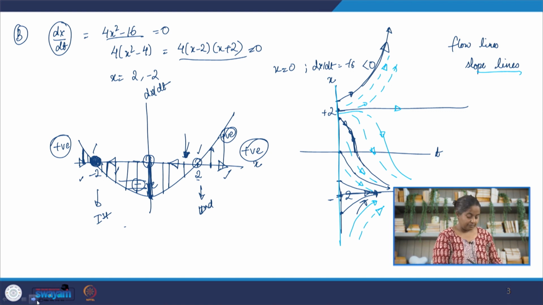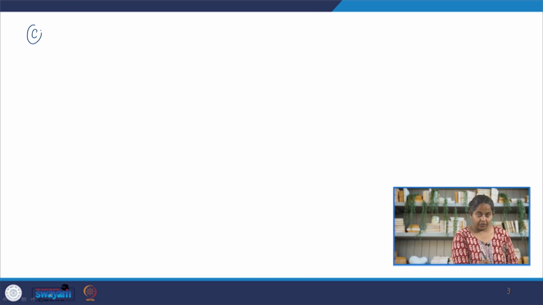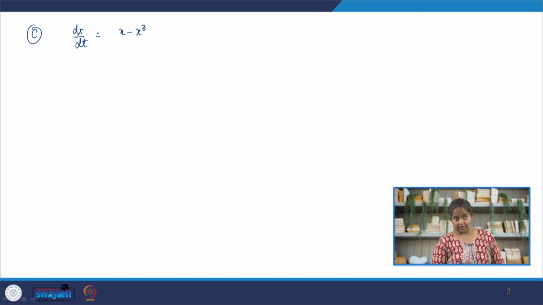Now let's take another example. The third example that I am going to take is dx by dt is equal to x minus x cube. And in this example, I am only going to draw the phase portrait and leave it up to you to figure out how x is changing with time. So once again, we have a linear part and a cubic part of the system. So what you can do is factorize this and figure out for what values of x will dx by dt be equal to 0.